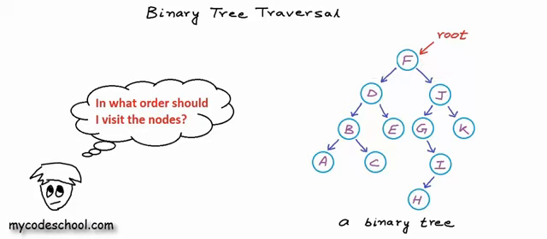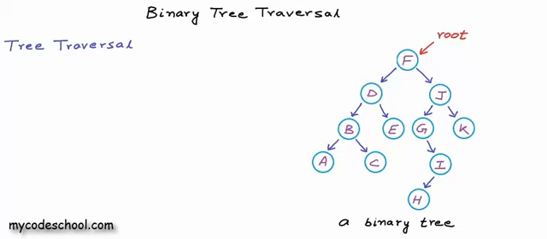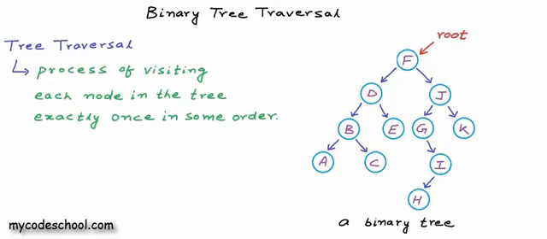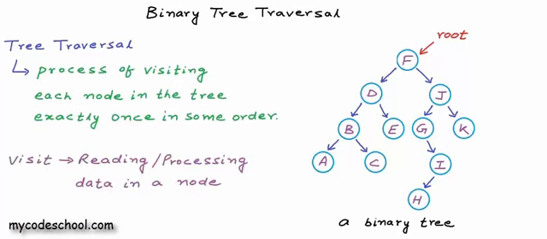So tree traversal is not so straightforward, and what we are going to discuss in this lesson is algorithms for tree traversal. Tree traversal can formally be defined as the process of visiting each node in the tree exactly once in some order. And by visiting a node, we mean reading or processing data in the node. For us in this lesson, visit will mean printing the data in the node.